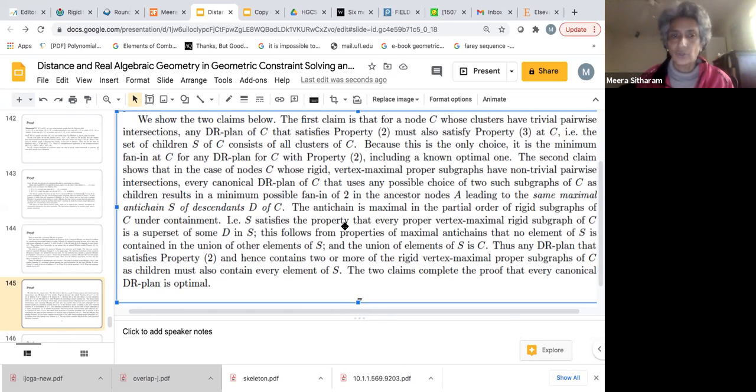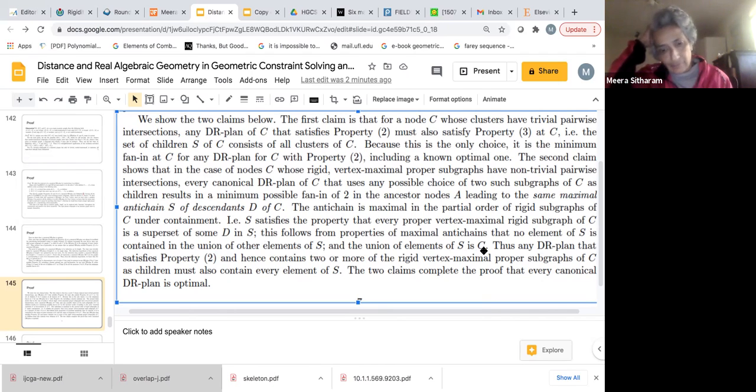So that doesn't really change the optimality. Okay. So the antichain is maximal in the partial order of rigid subgraphs of C under containment, i.e. S satisfies the property that every proper vertex maximal rigid subgraph of C is a superset of some D in S. Okay, so because it's a maximal antichain, no element of S is contained in the union of other elements of S, and the union of elements of S is in fact C, right?